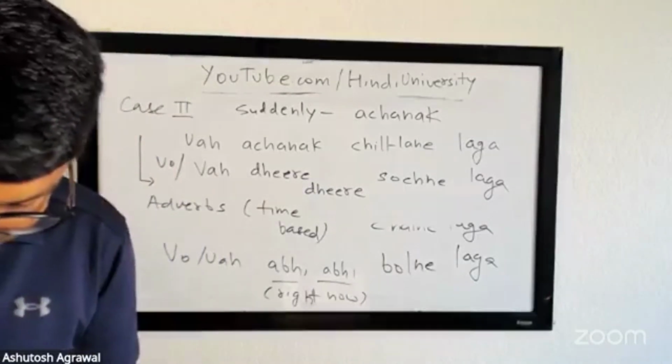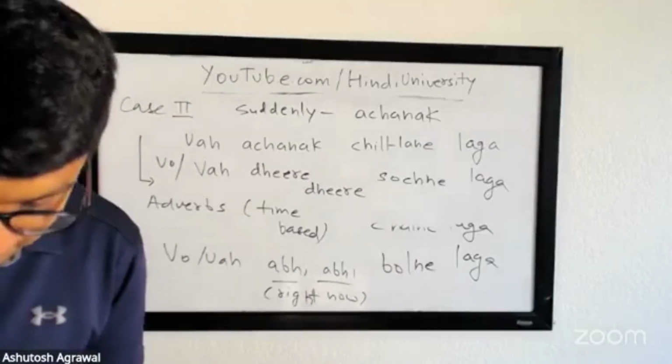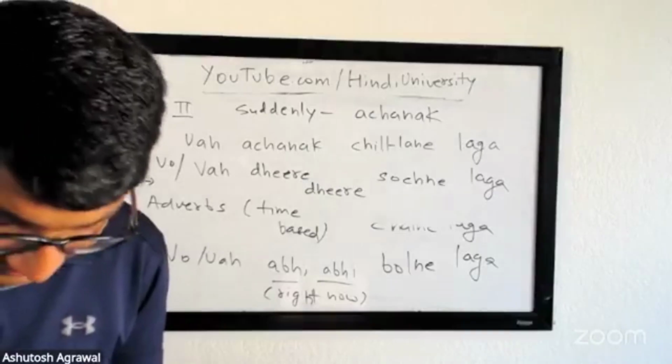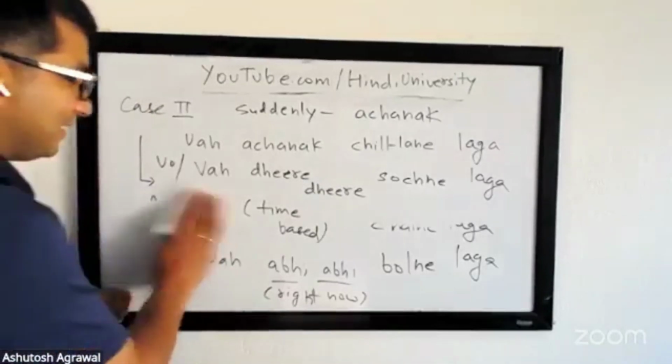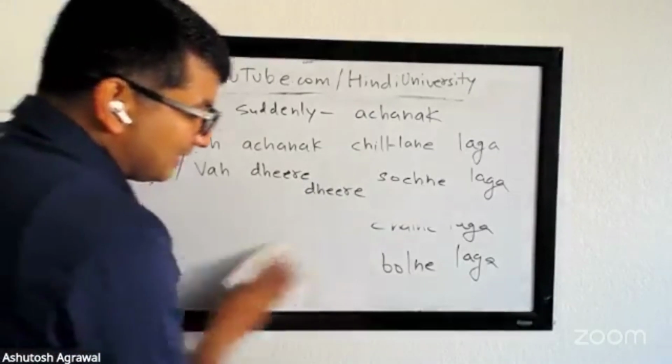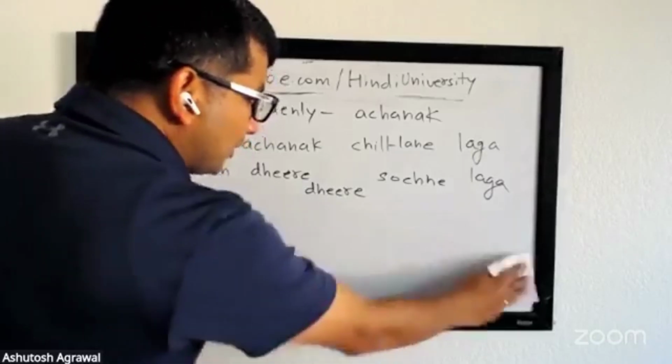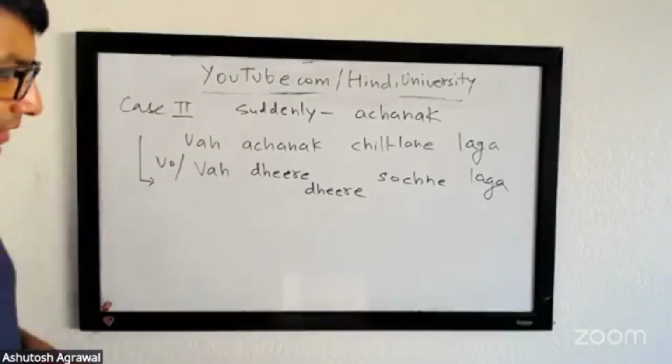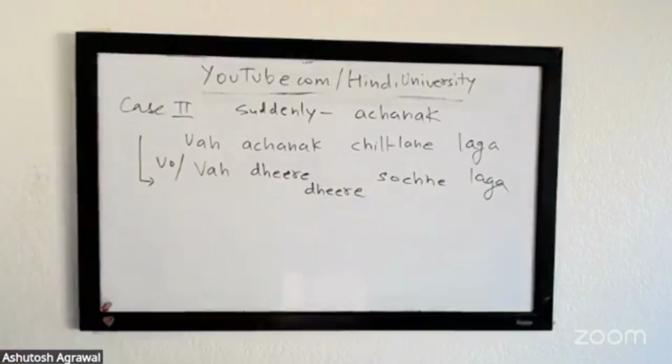Ashutosh, Christina had an interesting question in chat for this. Yeah, go for it. Read it. She was saying, don't you use se after dhire? Should it be dhire se or achanak se? I would not put se in this one. वो धीरे धीरे सोचने लगा. Not in this one though. वो धीरे धीरे सोचने लगा.